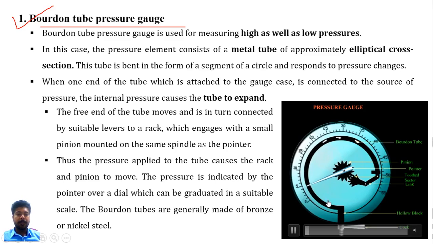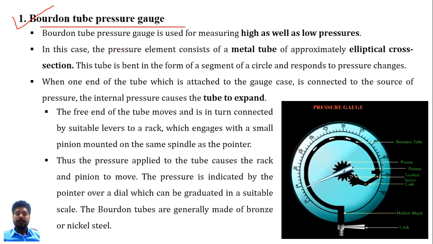When pressure is applied, there is a simple motion of the metallic Bourdon tube, and it deflects and rotates the tooth gear, and this tooth gear rotates the pinion. The pointer is mounted on this pinion, which shows the pressure reading of the system. Okay, so this is the basic principle and working of the Bourdon tube pressure gauge.